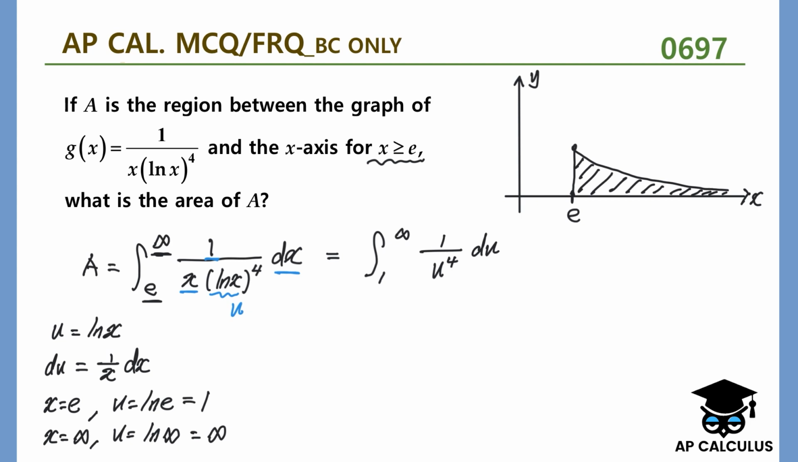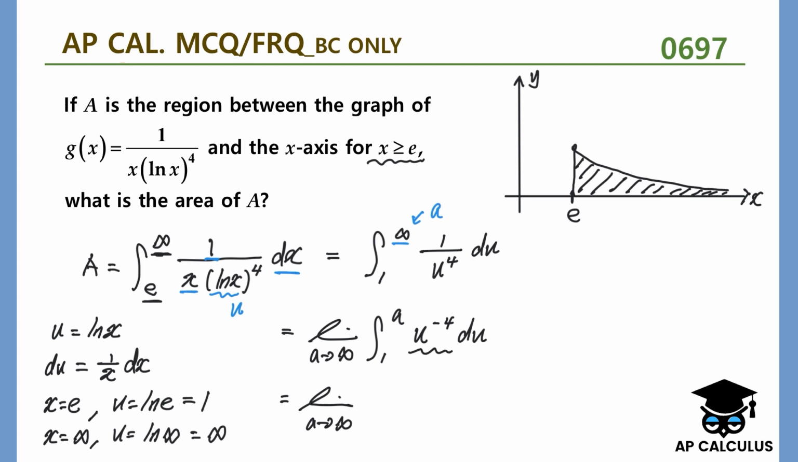Now we're going to use a limit. Since this is an improper integral, instead of infinity, let me write a. So we have the limit as a approaches infinity of the integral from 1 to a of 1 over u to the power of 4, that's u to the power of negative 4, right? So that is equal to the limit as a approaches infinity. The antiderivative of u to the power of negative 4 is u to the power of negative 3 over negative 3, from 1 to a, right?